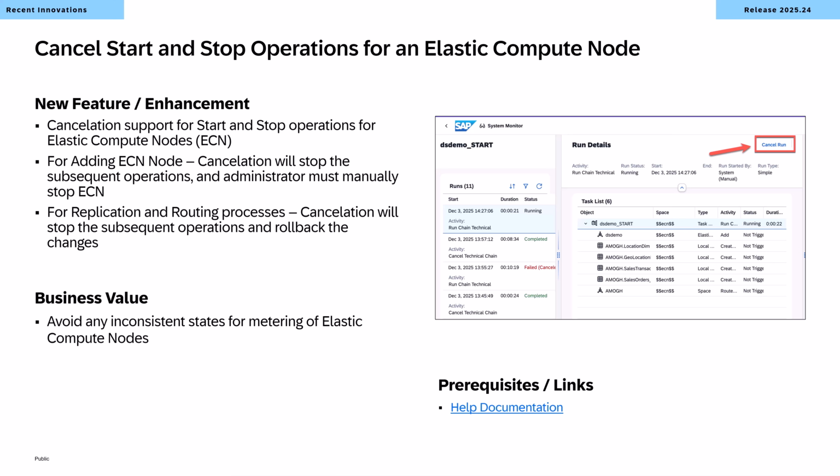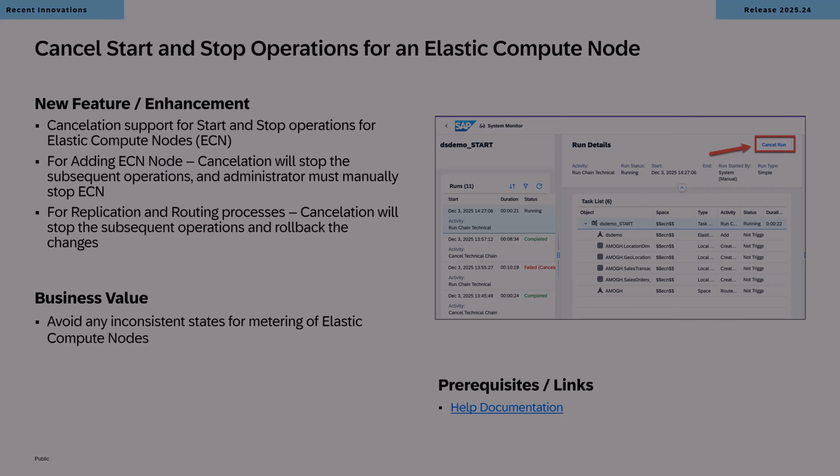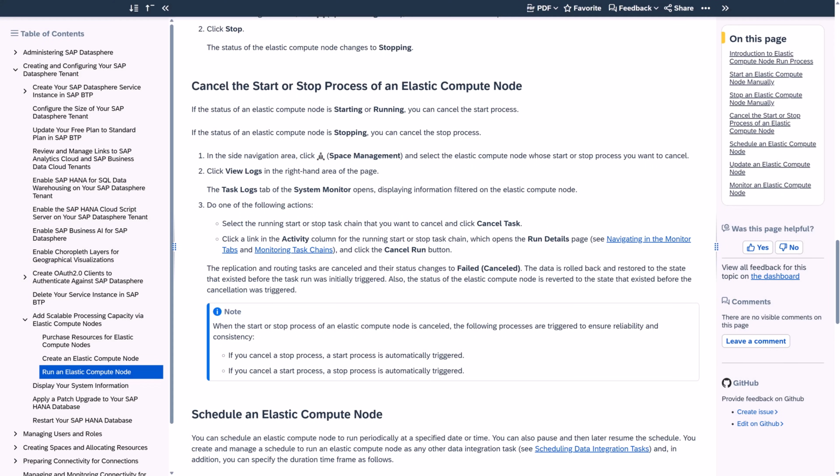But before that, I would very quickly want to also show a little bit of the help portal, because it also talks about exactly this. So the help portal now has a cancel the start or stop process as a separate section in the documentation, and this documentation actually talks about the way that the statuses are set and the way that different processes are triggered because of a cancel action on a start or a stop process.